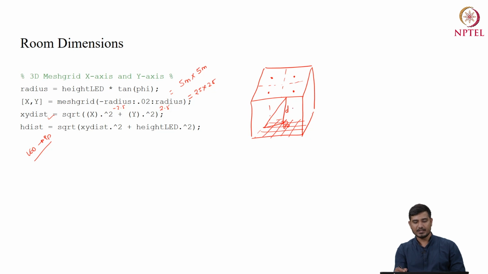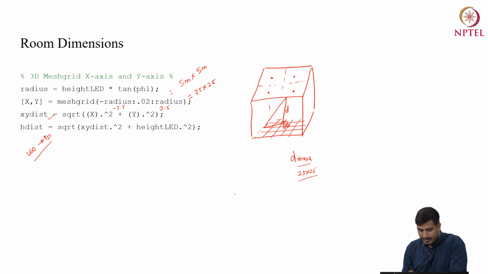Again, as we are dividing the room into a number of grids, it will not be a single distance. This distance will be of matrix order m cross n, where m cross n is nothing but the number of grids that you have divided. Like in my case, I have divided into 25 cross 25 subgrids.